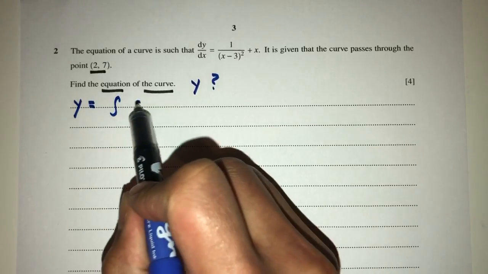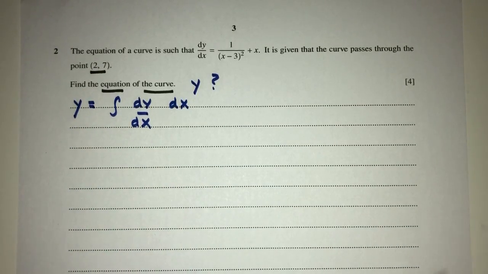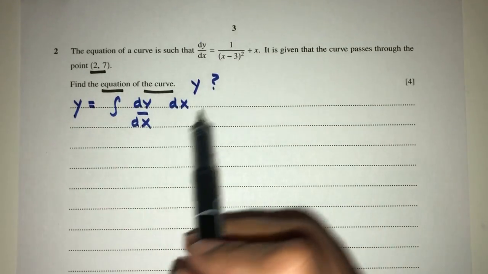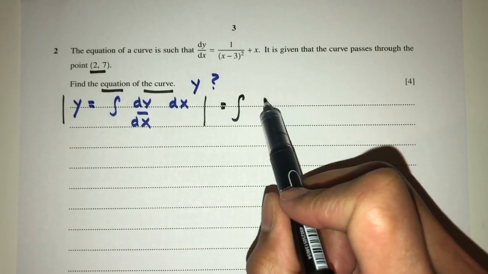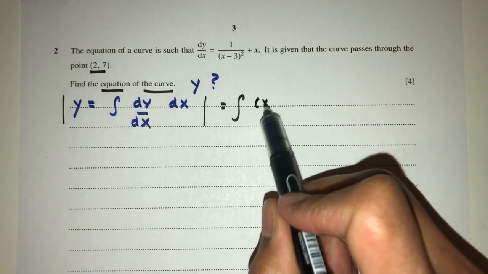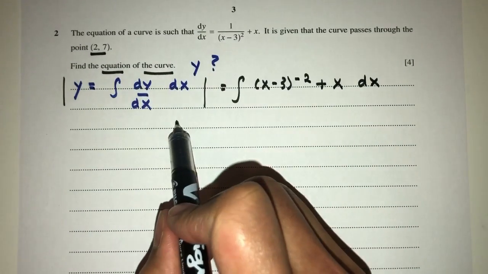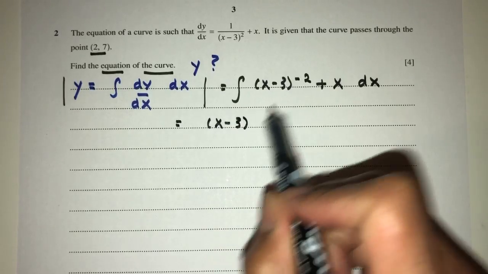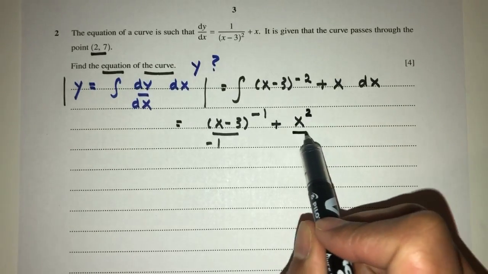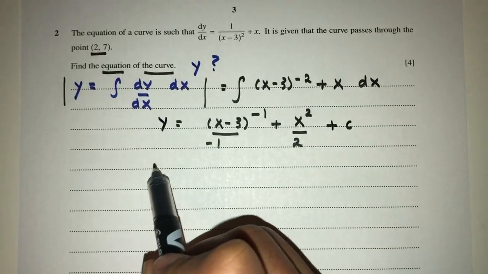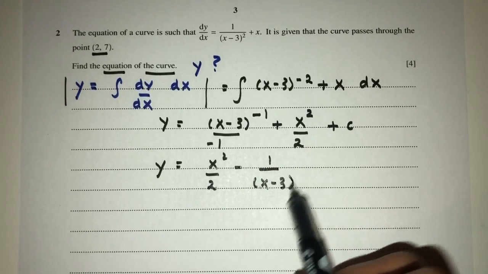y is equal to the integration of dy by dx, because you have to know integration is the reverse process of differentiation. That's why we have to use this formula to find y. So just replace the values in the equation. You will have the integration of, we can write this down as, x minus 3 to the power minus 2 plus x, dx. Now we can simplify. First we have to add 1 to the power, so that becomes minus 1, divide by the power, and then we add 1 to the power, divide by the power, plus c. So y will be x squared over 2 minus 1 over x minus 3 plus c.